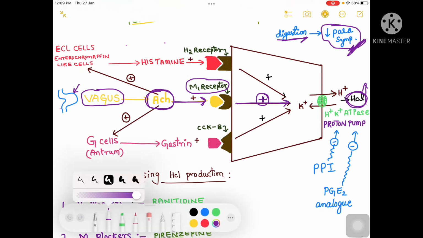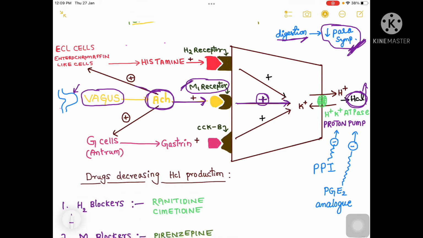This acetylcholine not only acts on the M1 receptors, but it also stimulates the ECL cells. What are these ECL cells? These are the enterochromaffin-like cells. What is their purpose? These cells are the main source for the production of histamine. So the acetylcholine released from the nerve endings of the vagus nerve also stimulates the ECL cells. When the ECL cells are stimulated, they start releasing histamine. The histamine goes and binds to the H2 receptors. When histamine binds to the H2 receptors, it further stimulates the proton pump, and again HCl production will increase.